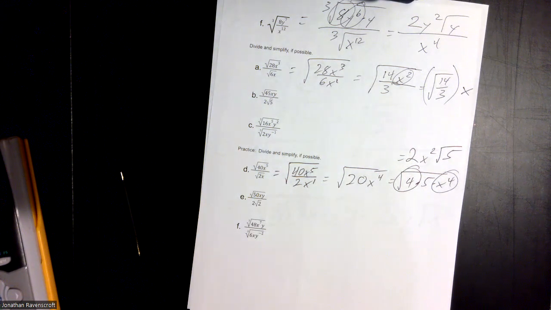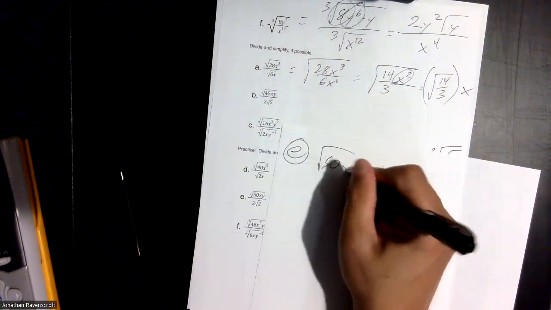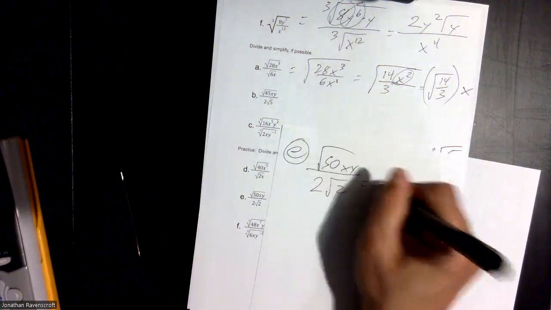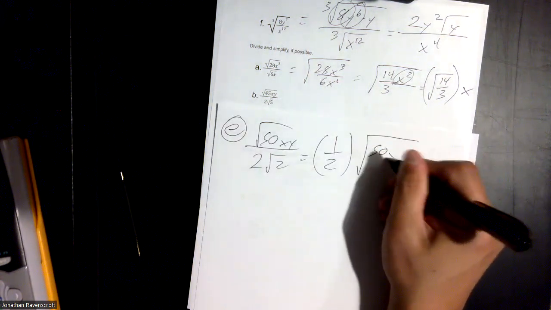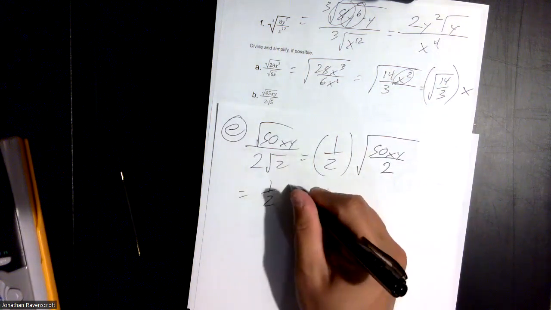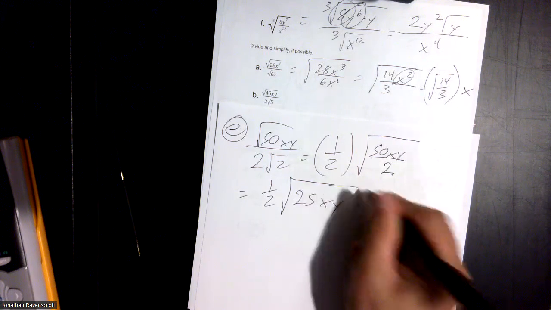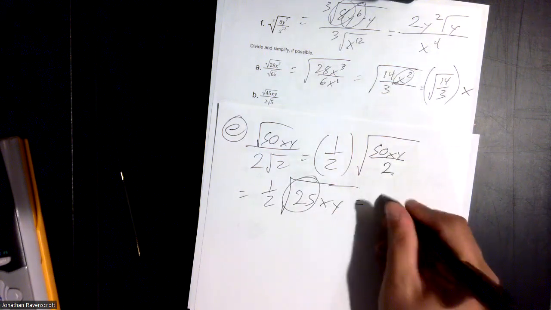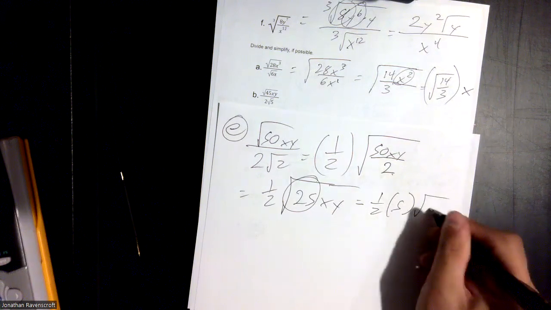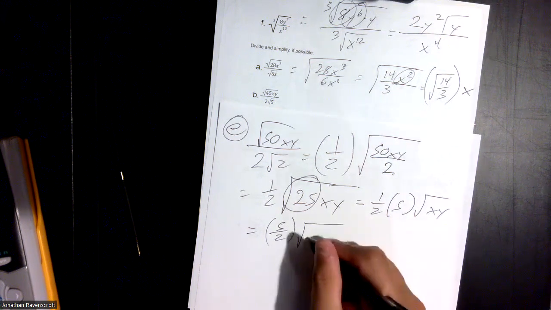Again, for this next one, just be really careful with the 2 in the denominator. Just pop it out as a 1/2. Square root of 50xy over 2 square root of 2. Just make that 1/2. Square root of 50xy over 2 is 1/2 times the square root of 50 divided by 2 is 25xy. The square root of 25 is 5. So the answer is 5/2 square root of xy.